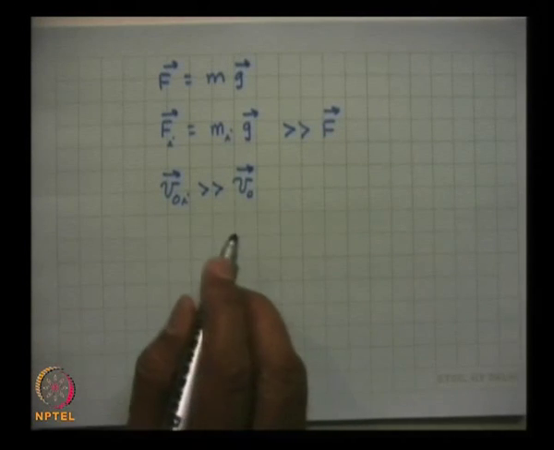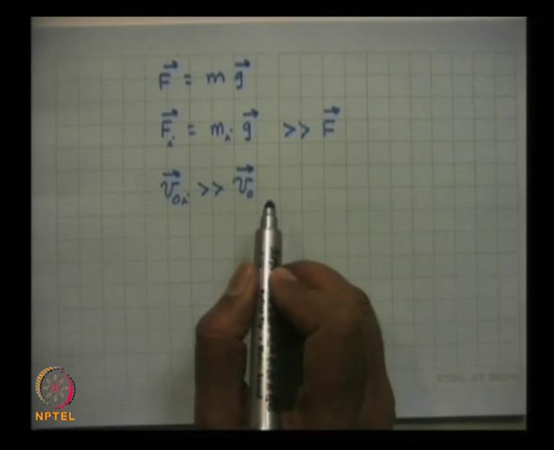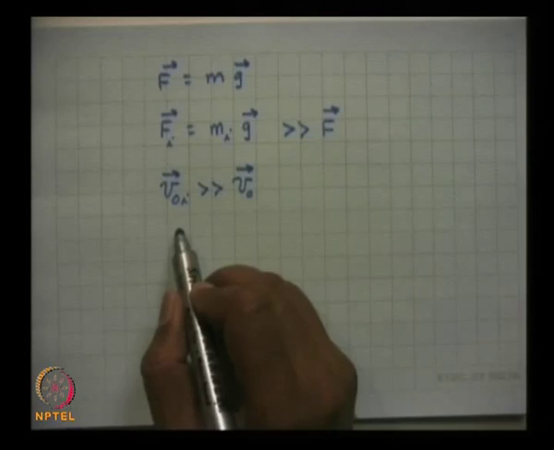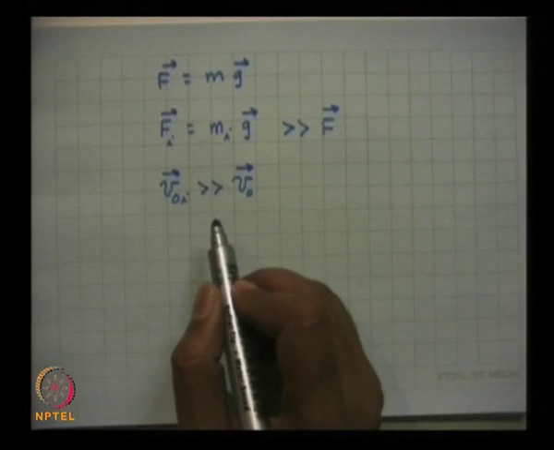That is an important thing, that if plasma is having only a gravitational field, then this is the ion drift which is significant, and that can cause instabilities like Rayleigh-Taylor instability that we talked about earlier.